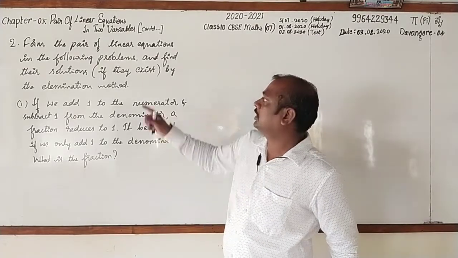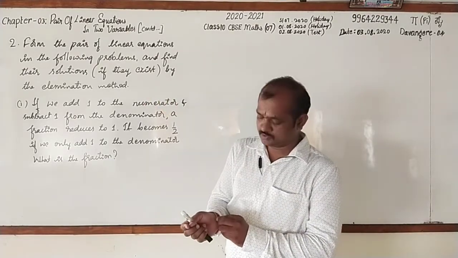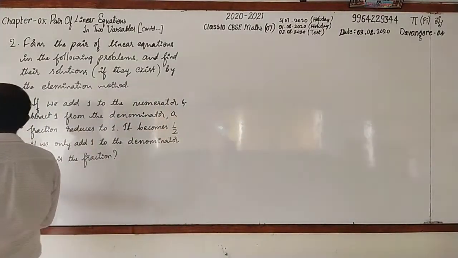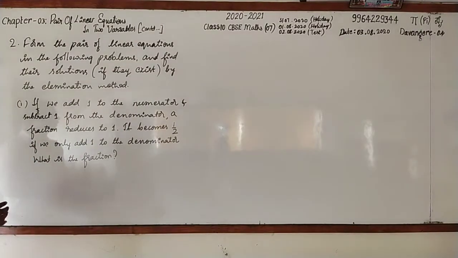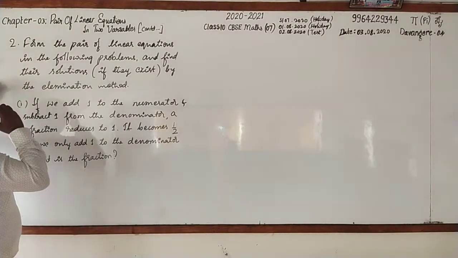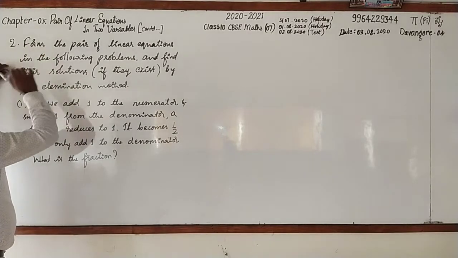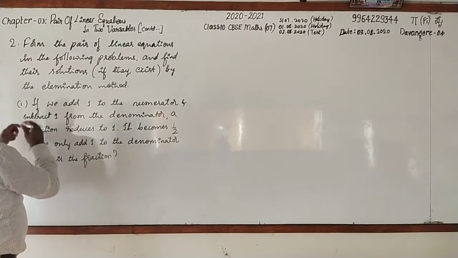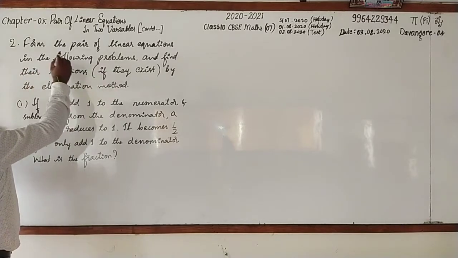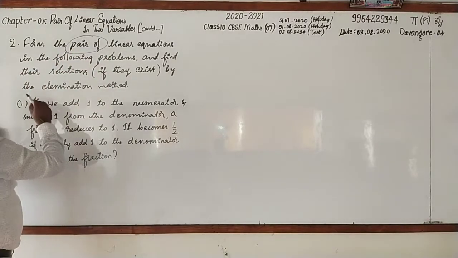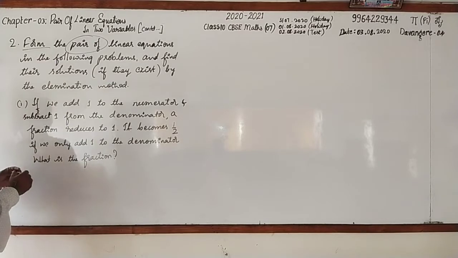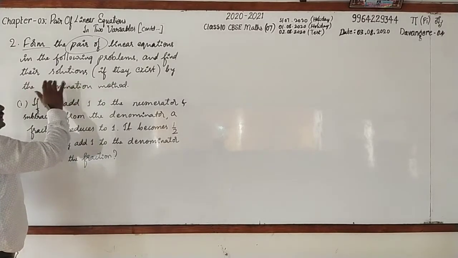Dear students, observe the second question. In the second question, they have given verbal problems. Let us go through them. First, you go through the given question. Form the pair of linear equations in the following problems and find their solution.